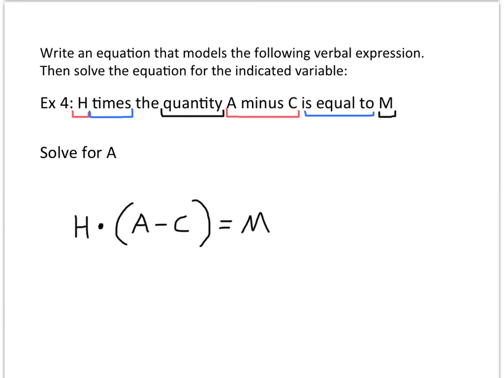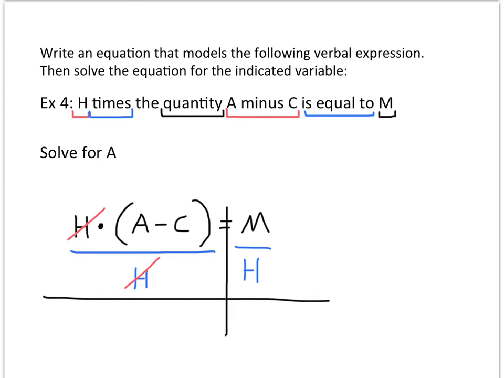So in order to solve this, all I have to do is say, well, I'm solving for a. Inside the parentheses is the last thing I want to deal with because of the opposite order of operations. So I'm simply going to divide both sides by h because this is the inverse operation of multiplication by h. So multiplication by h and division by h divide to 1. And now all I'm left with is a minus c equal to m over h.